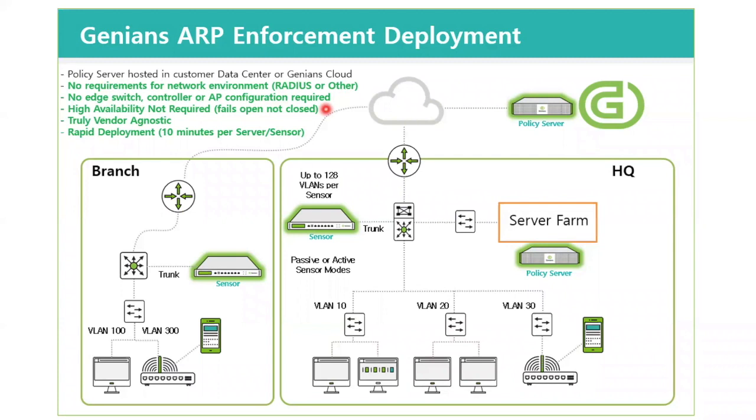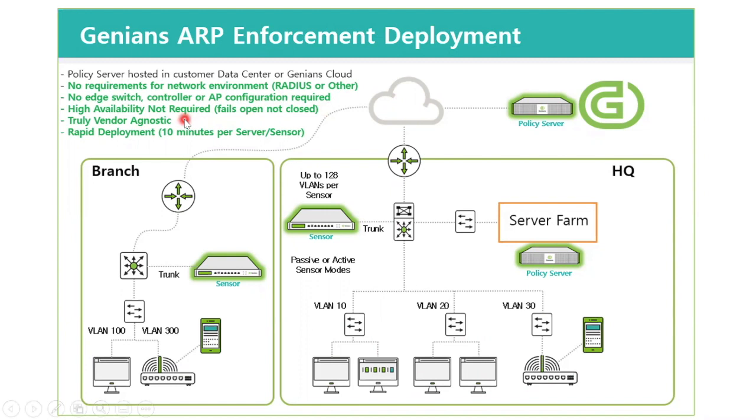High availability is also much less common with this type of architecture because this architecture will fail open and not closed. And any network manager will tell you the only thing more important than network security is network availability. So you want to make sure people can access the network, and this system will fail open, allowing that to occur.